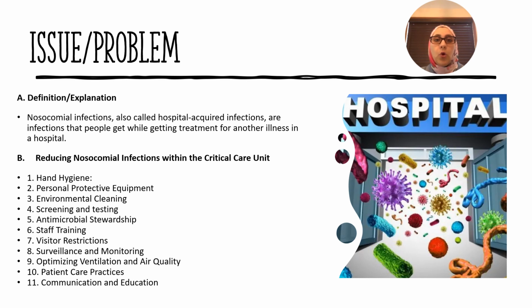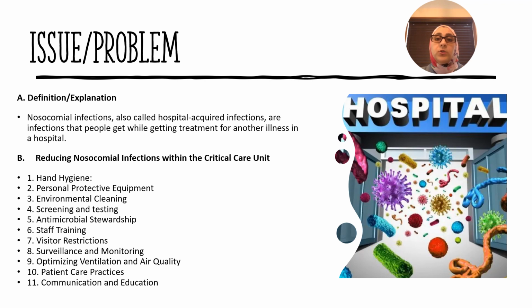Still, they happen more often in critical care units because of the severe diseases treated there, the use of invasive devices, and the risky treatments that are done there. Cutting these infections is vital for patient safety, lowering healthcare costs, and improving results generally. Some strategies can be implemented to reduce nosocomial infections in the critical care unit, especially during the COVID-19 pandemic.